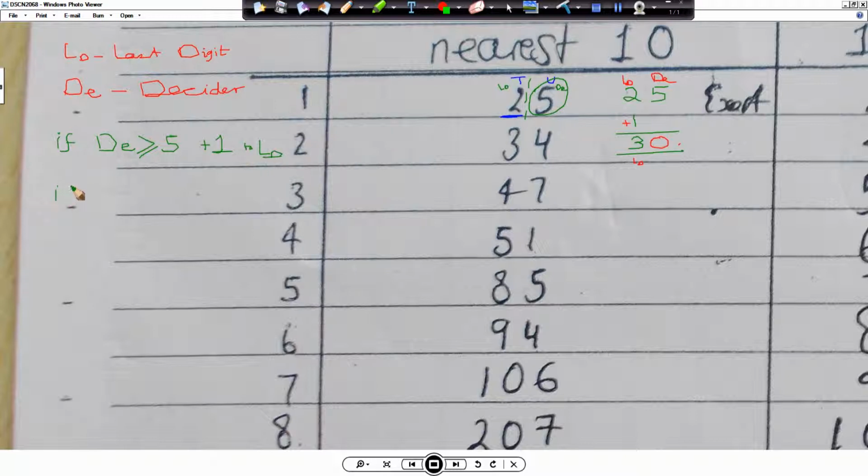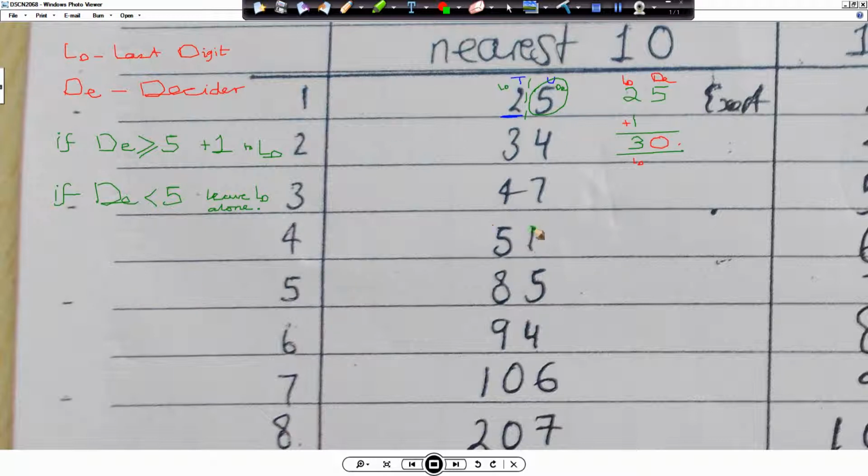If the decider is less than 5, what do you do to the last digit? Nothing. So we leave the last digit alone. Okay, so we'll show you that example as well.